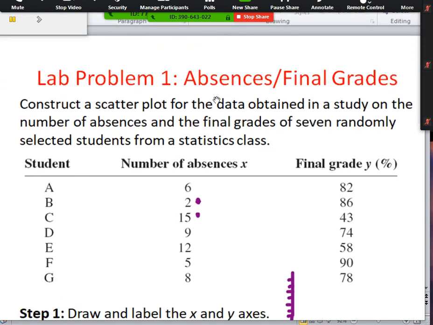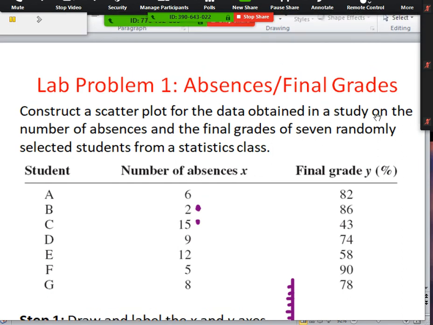All right, so here, lab problem 1, you guys are going to do this one. You're going to construct a scatter plot for the data observed in the study. So here are absences and your final grades. Which one do you think you can control more, your absences or your final grade? Absences. Yeah, you have more control of the absences, right? Not entirely with coronavirus, but to a larger degree, certainly more than your final grade. So this is the one you can control in normal circumstances. So this is our X's, and these are our Y's.